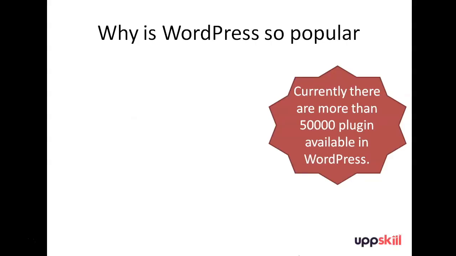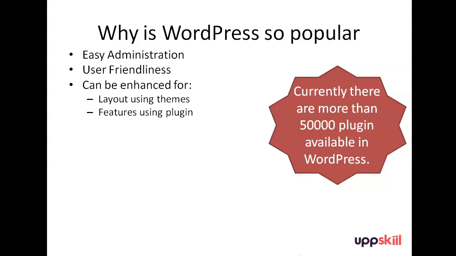Why is WordPress so popular? Major reason is because of the functionalities that it provides through plugins, and currently there are more than 50,000 plugins available in WordPress. It is popular because of easy administration, user friendliness. It can be enhanced for layout using themes, features using plugin, a large number of availability of themes and plugins, both for free and premium, or even freemium.